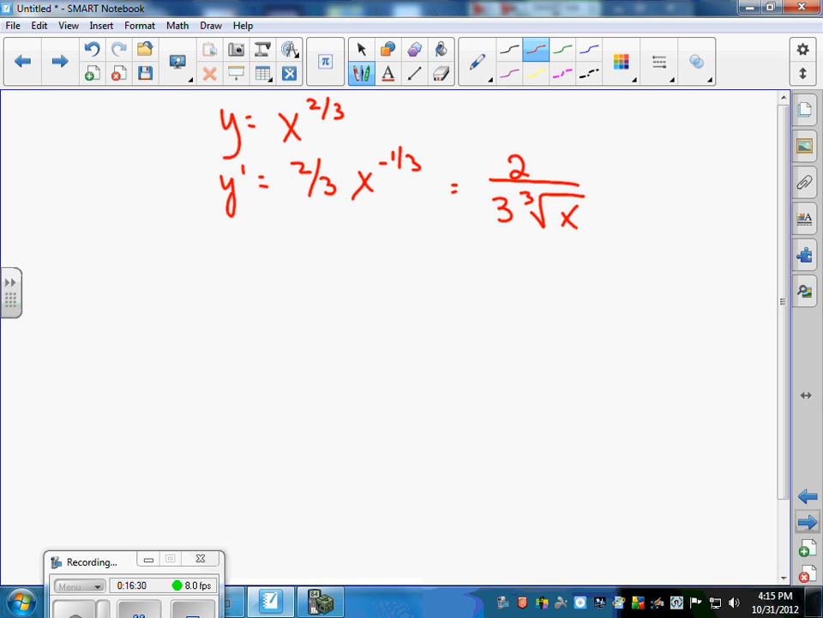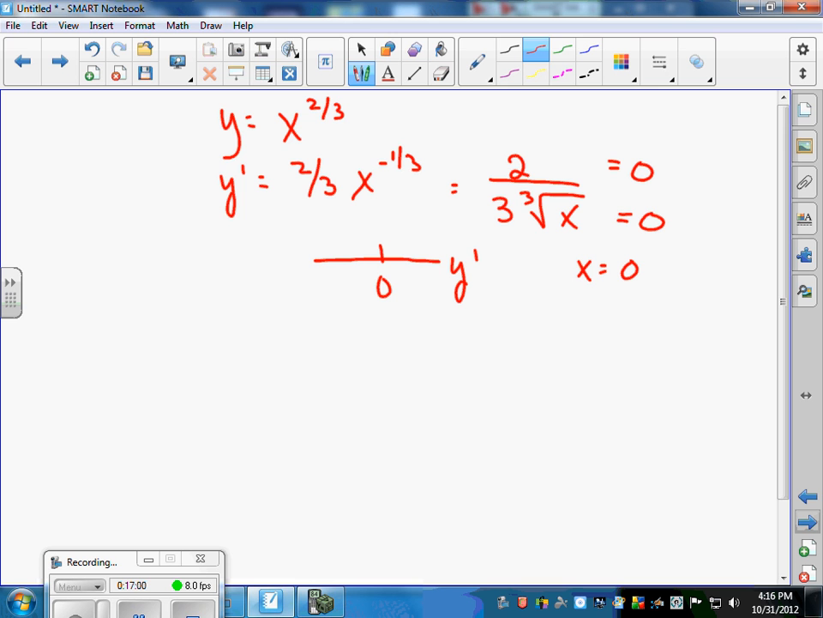Now to get my critical point, remember, we talked about critical points being where the derivative is 0 or undefined. When it's a fraction, it's 0 if the top is 0, and it's undefined if the bottom is 0. Nothing's ever going to make the top equal 0 because the numerator is 2. The denominator would be 0 if x equals 0. So that's going to be my critical point. When I do my sign chart, I'm going to use 0.